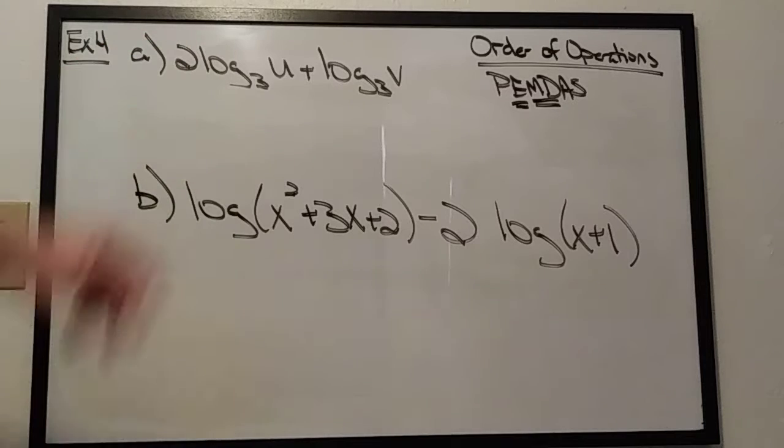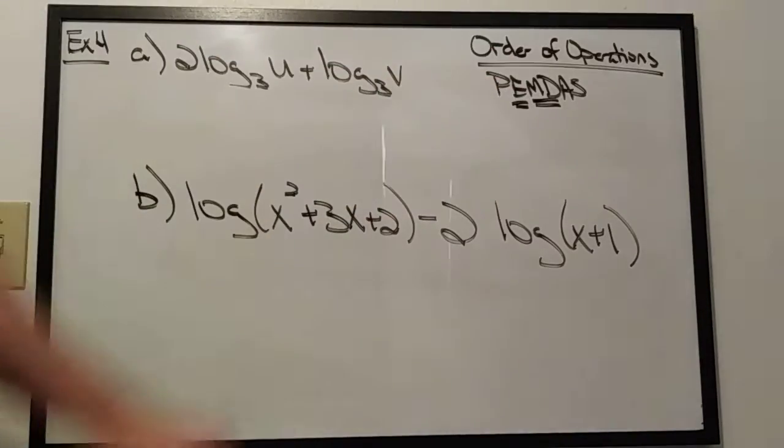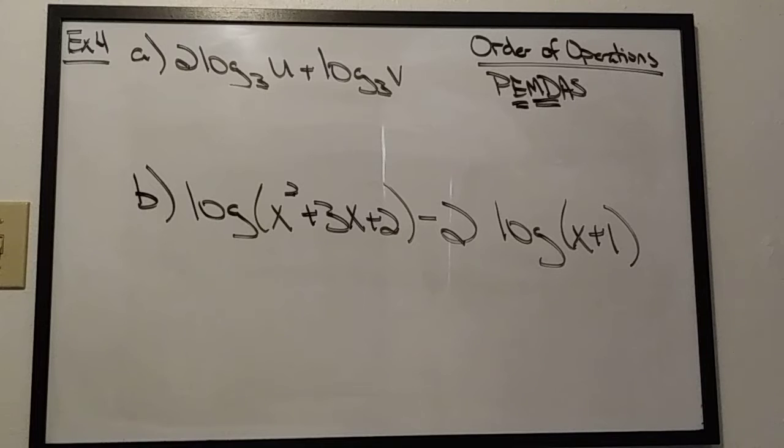We have 2 log base 3 of u plus log base 3 of v. Now, in order to know how to start this problem, you're going to notice that I've given you a statement over on the right-hand side about the order of operations. Remember that for the order of operations, you can use the phrase PEMDAS, or the phrase please excuse my dear Aunt Sally. Either way, it tells you that you have to think about your exponents before you think about your multiplications and divisions.